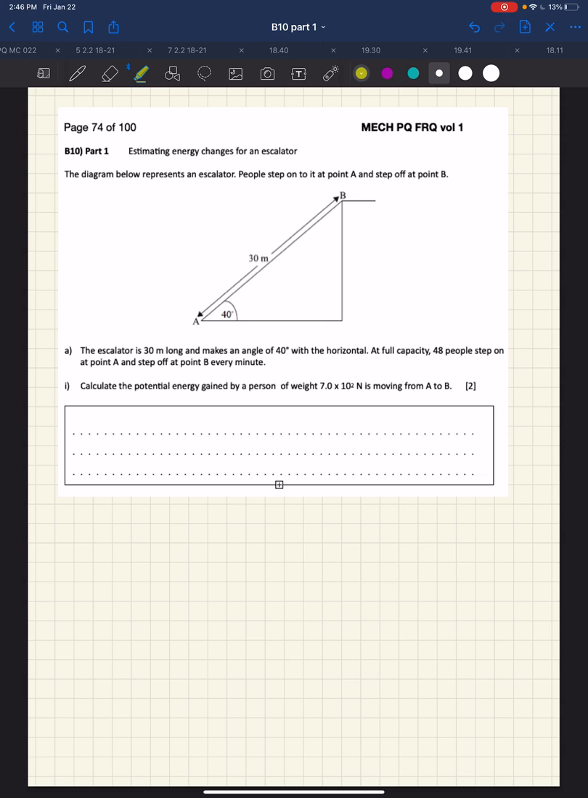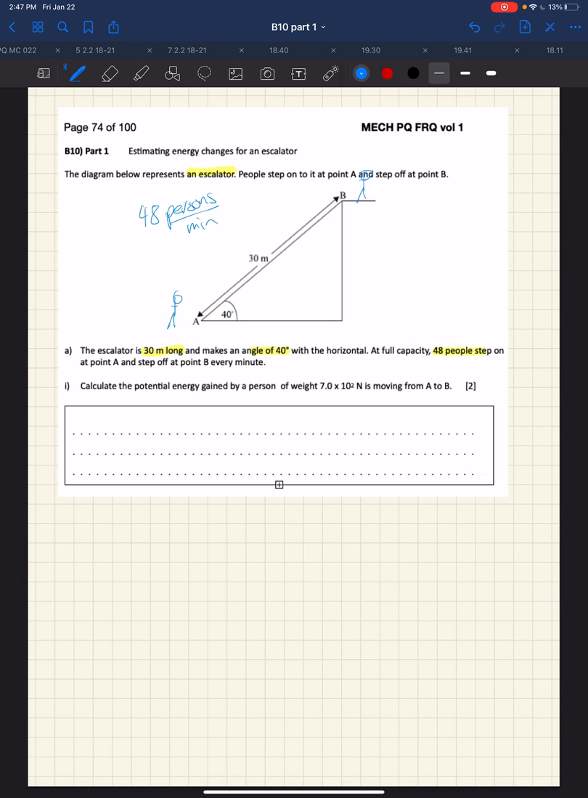We see an escalator. They step on it at point A, and they step off at point B. We know it's 30 meters long and makes an angle of 40 degrees with the horizontal. At full capacity, 48 people go from A to B every minute. So 48 persons per minute can do that.